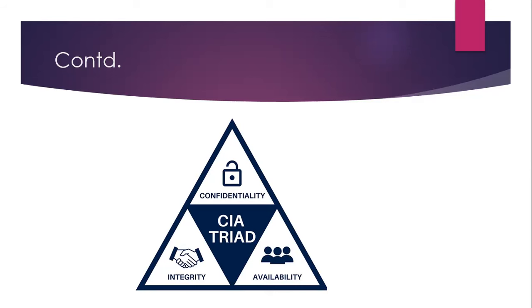Basically, this is a triangle, but it changes. Why I say it changes is that as a business, we focus on which one is more important to us. As a bank, availability is very key, so we place priority on availability. For someone else, confidentiality is a priority over the other two. So that is how it works.